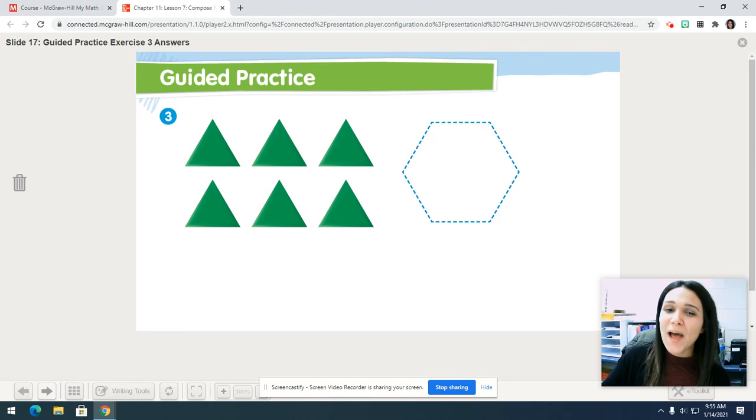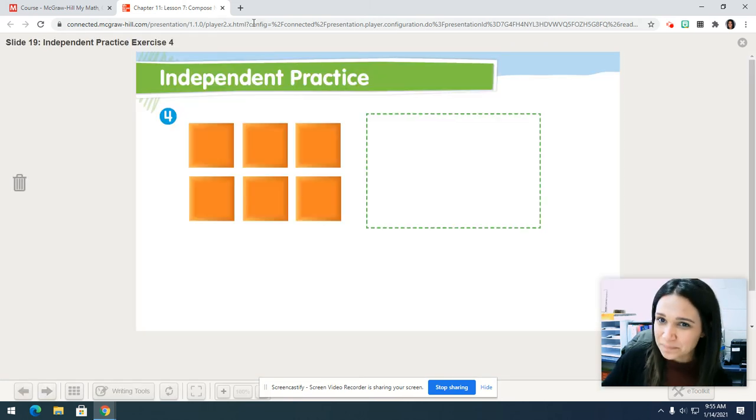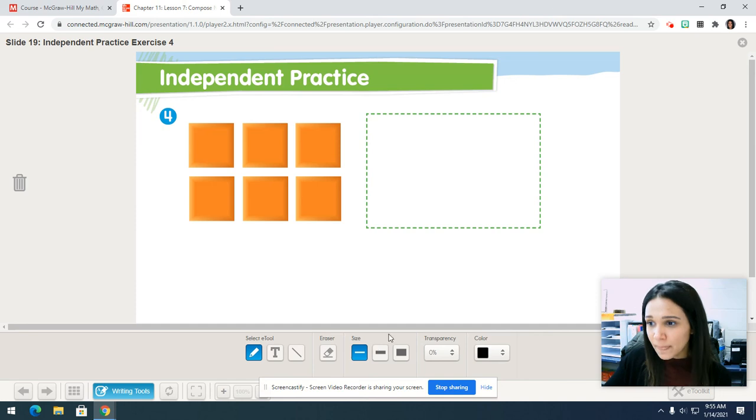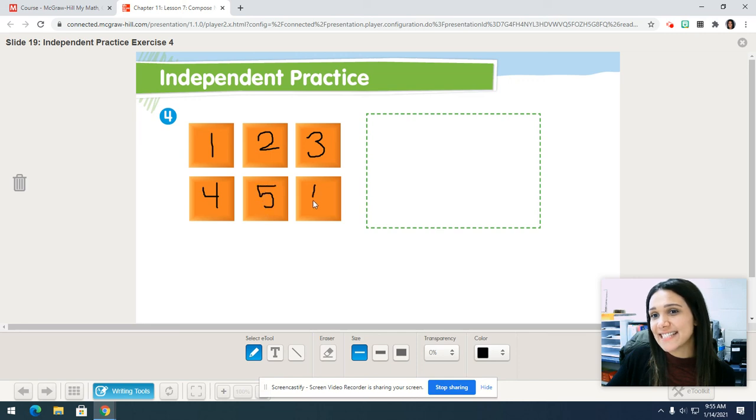All right, I'm going to do one more with you just for practice. All right, grab your pencils. Okay, let's count how many squares we have. Ready? 1, 2, 3. Are you writing your numbers? Good. 4, 5, 6. All right, we have to fit these 6 squares into our composite shape. Echo me composite. Let's see what a composite shape is.